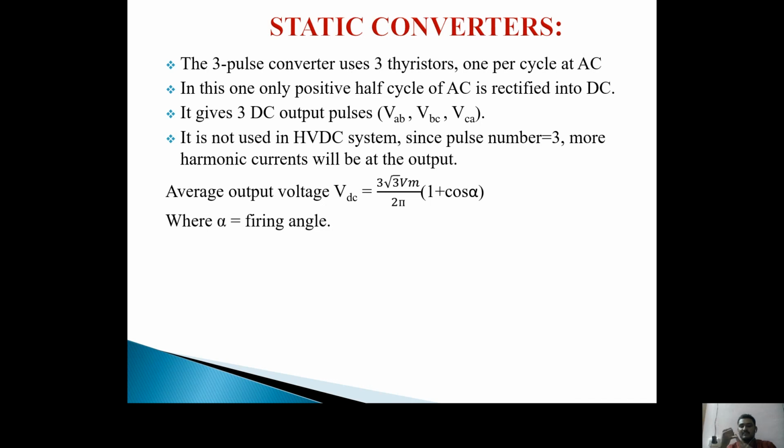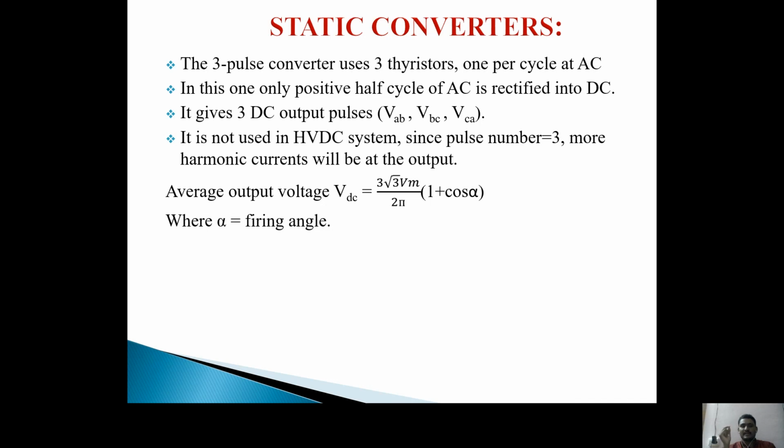We have three phases, namely ABC, so it gives three DC output pulses, that is VAB, phase to phase, VBC and VCA. The main point is it is not used in the HVDC system since the pulse number is equal to 3. More harmonic currents will be at the output. That's why we are not using the 3 pulse converter in the gate circuit for the analysis purpose.